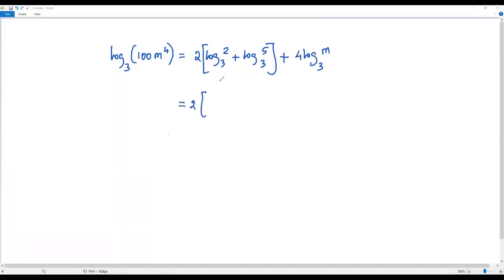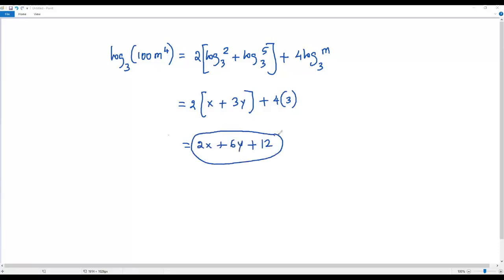Now we can plug in. For log 2 to the base 3, we have x, plus, for log 5 to the base 3, we have 3y, plus 4 times, for log m to the base 3, we have 3. Now I can distribute this 2 to x and 3y. Then I'll get 2x plus 6y plus 4 times 3, which is 12. So this is an expression equivalent to log of 100 times m to the fourth power to the base 3. Now we can move to the original question so that we can check the correct option.